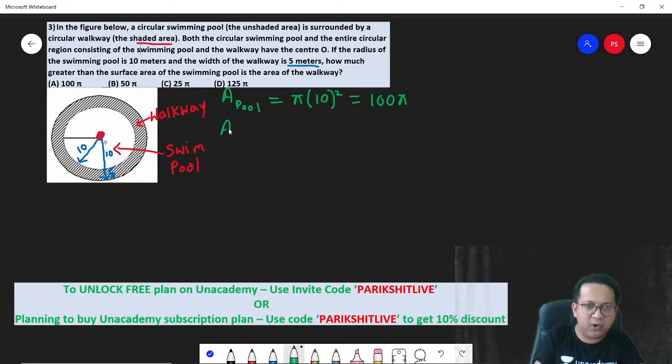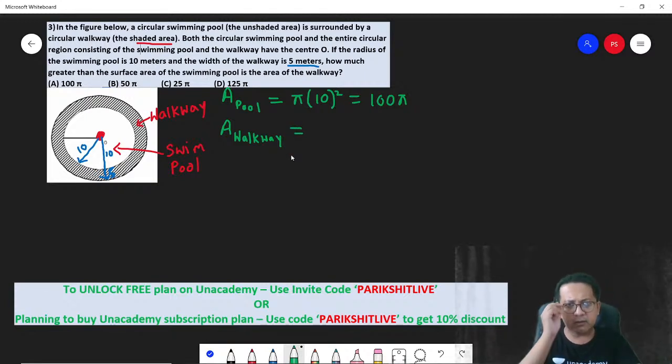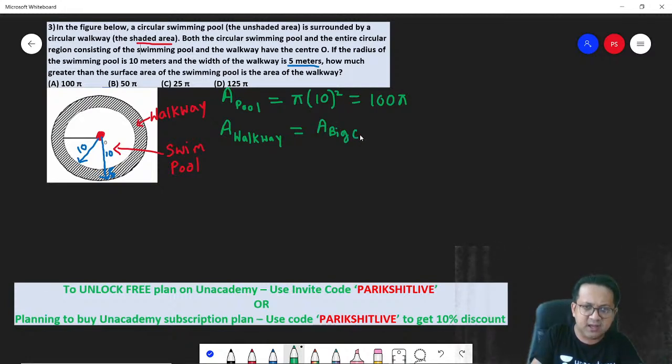Similarly, area of the walkway. What is the area of the walkway? Area of the walkway is the bigger one. Can I say area of the walkway is area of the big circle minus area of the small circle? Will you agree?